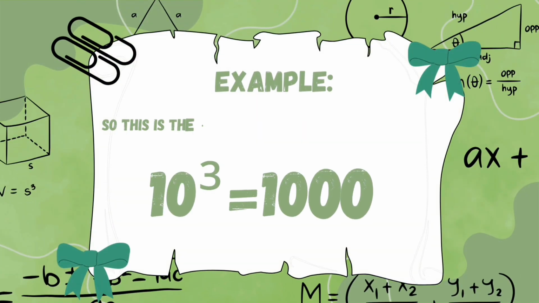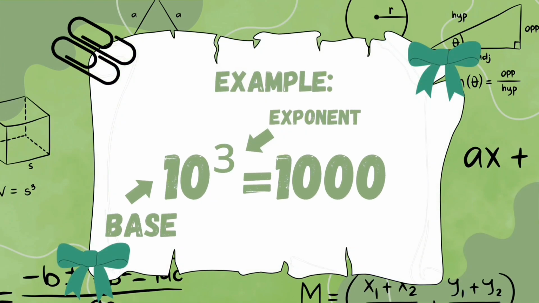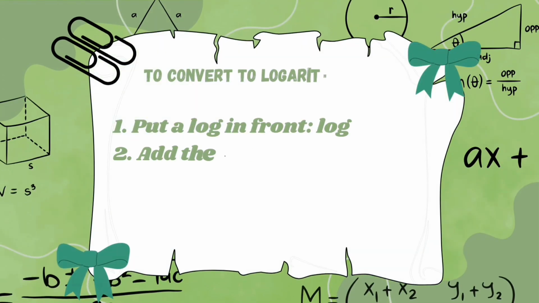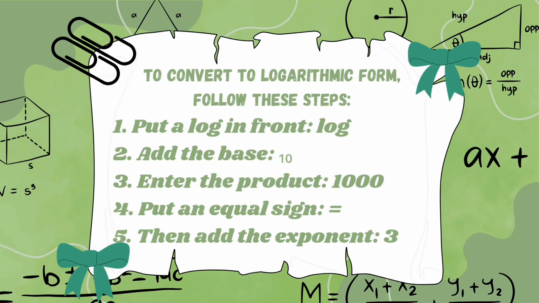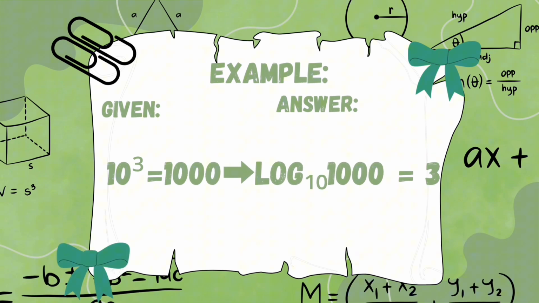Example number 2. The given equation is 10 to the power of 3 equals 1000, where the base is 10 and the exponent is 3. To convert to logarithmic form, we just do the same thing as before. Put a log in front, add the base 10, enter the product 1000, put an equal sign, then add the exponent 3. So the answer is log base 10 of 1000 equals 3.